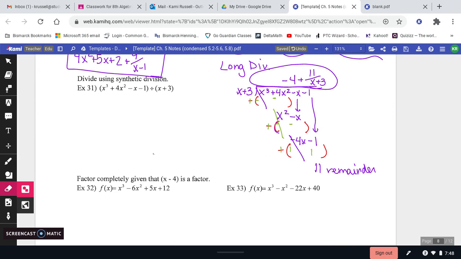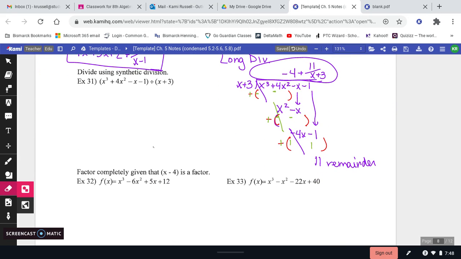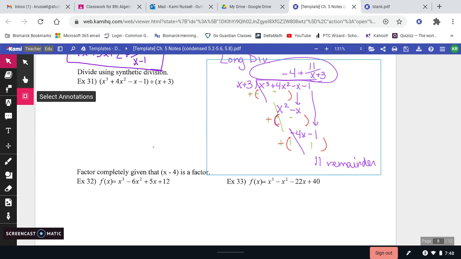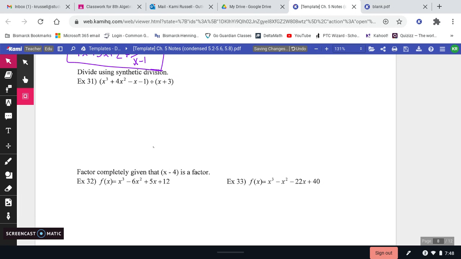Now, we can do the same thing using synthetic division. So before we went on break, I showed you how to use synthetic division, and we used it to actually find a value. So that's one purpose for synthetic division. However, another purpose is that we can do the same kind of thing as our long division. Okay, so I'll show you how that works.